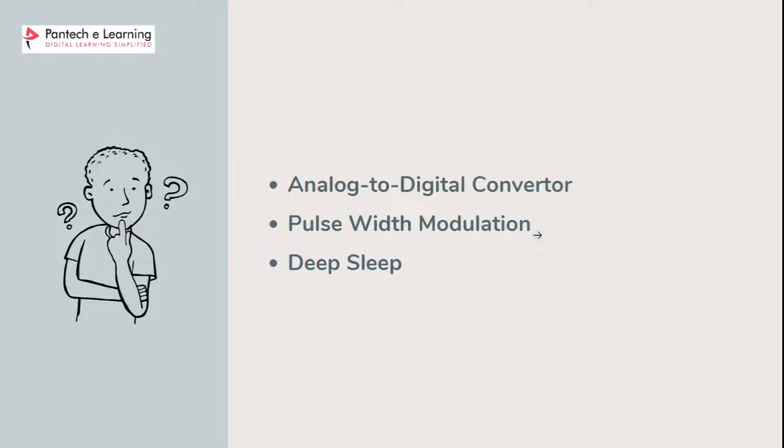The duty cycle can be adjusted by changing the pulse width of the signal, which can be done using the function named analogWrite. We will see this in depth in the pulse width modulation topic. So the third one is deep sleep.